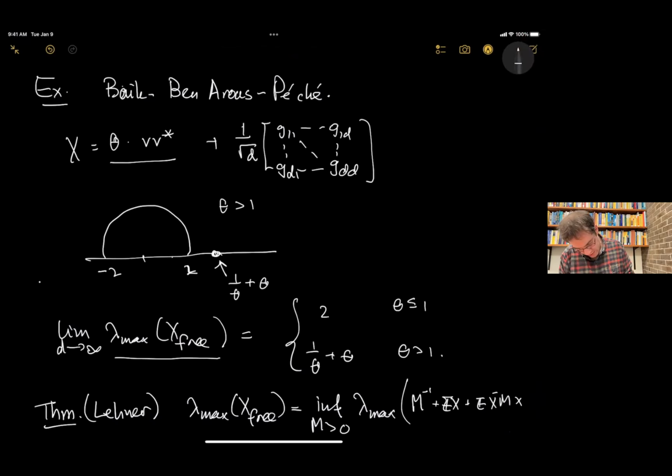Where X bar is just X minus its mean. Okay, it's some formula, but it shows that the largest eigenvalue of the free object, the Platonic ideal, has an exact expression as a variational principle. And once you have this variational principle in hand, it's very easy to do computations like this. It's a few lines. You can do computations like that.